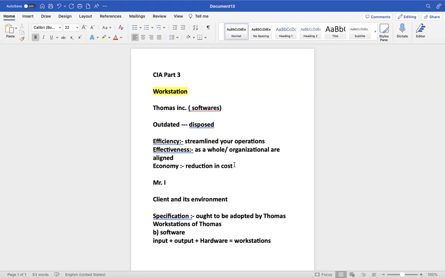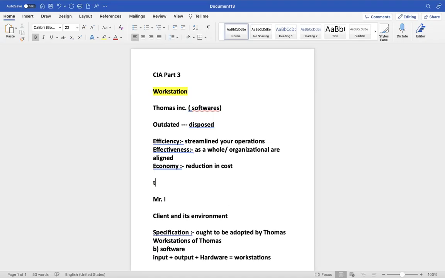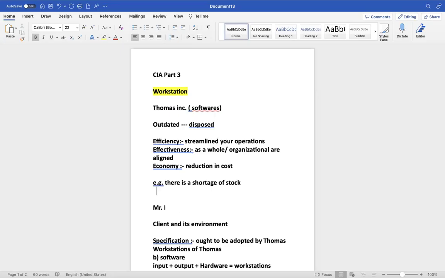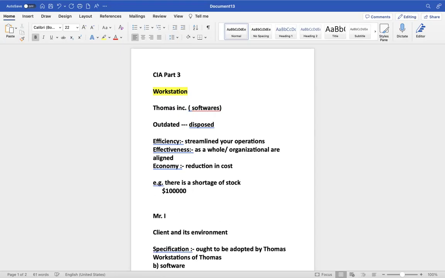If I talk about economy, suppose there is a shortage of stock. Let's take an instance this way. There is a shortage of stock in an organization. How to deal with it? Let's specify the quantum as well. That amounts to $1 lakh. If you feel like, okay, $1 lakh, it's quite a huge organization. It has got gigantic operations, and 1 lakh is just the shortage of stock amount.